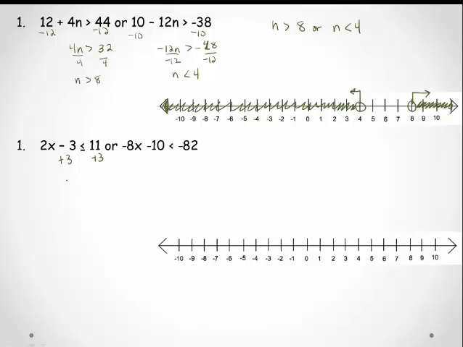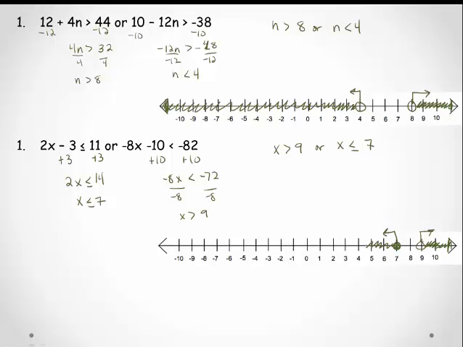Add 3 to both sides. 2x is less than or equal to 14. X is less than or equal to 7. Add 10 to both sides. Negative 8x is less than negative 72. Divide by negative 8, and x is greater than 9. So I have x is greater than 9, or x is less than or equal to 7. Less than or equal to 7, greater than 9. It's an or, so I shade both sides.